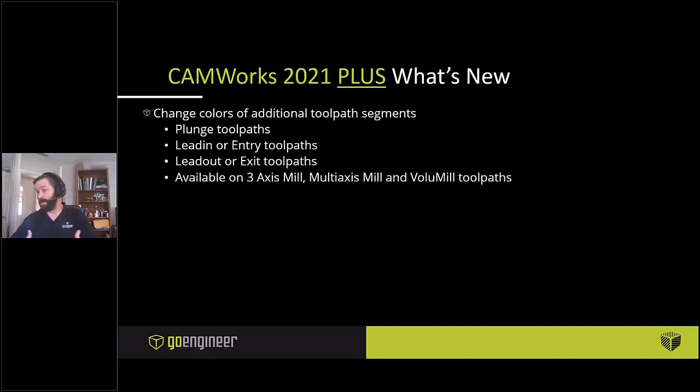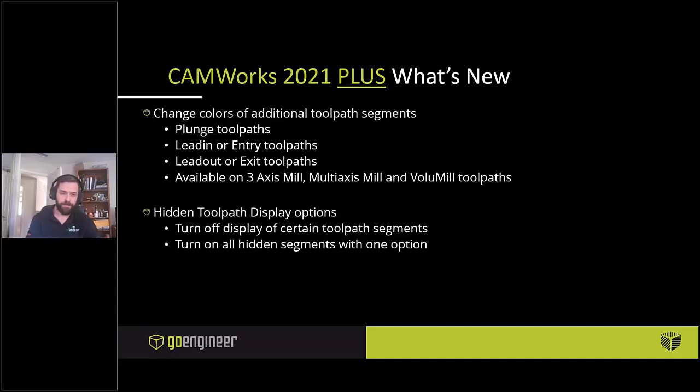But now when we can change the color of those sections, I can very clearly see on screen a different color, and therefore that's what that particular section of toolpath is. That is a lead-in move or a lead-out move or a plunge move. Only available, as you can see, on the 3-axis, multi-axis, and volume mill toolpaths.